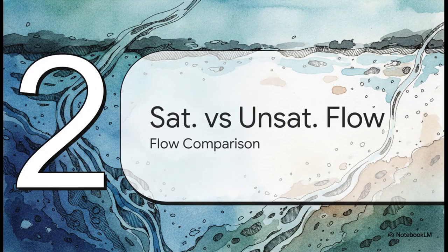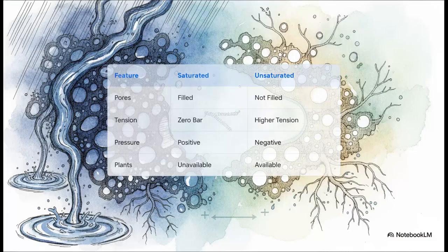Let's build on this and directly compare saturated and unsaturated flow. There is a really stark contrast here when we look at the actual moisture state of the soil pores. In saturated flow, like right after a heavy rain, most pores are completely filled. The soil water is at 0 bar tension and the driving force is positive pressure. But unsaturated flow? Totally different story. Many pores aren't filled, the soil water sits at a higher tension, and that driving force completely flips to a negative pressure potential. And here's a crucial detail. Plants actually take up water that's mostly held under these unsaturated conditions because a lot of the water in a fully saturated state just isn't available to them.